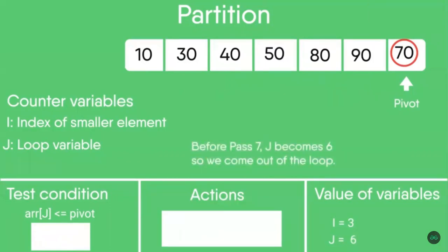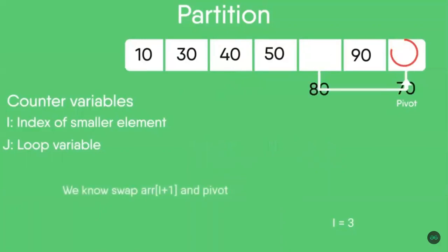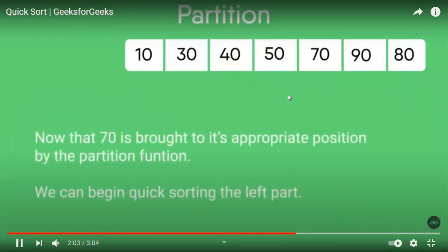Next, j value equals 6. Now we swap array of I plus 1 with the pivot. These two elements are swapped. This is the pivot element. What are the elements on the left of the pivot? 10, 30, 40, 50. These are all the left side elements, all less than 70. 90, 80 are all right side elements, all greater than the pivot.